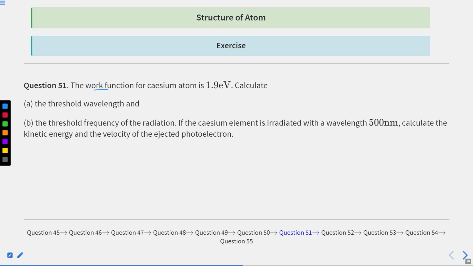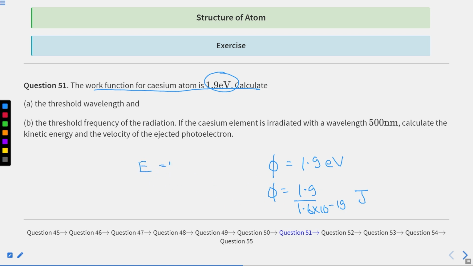Next is the work function for cesium, which is 1.9 electron volt. It is given in electron volt. Now we have to calculate the threshold wavelength. This is energy. If we convert this energy into joule, that would be 1.9 into 1.6 into 10 to the power minus 19 joule. Now this is your energy.